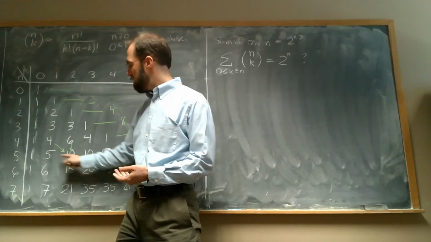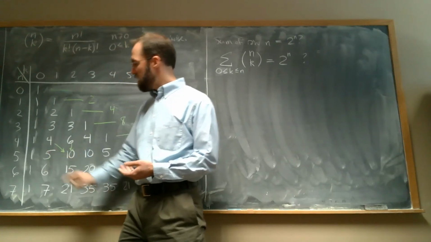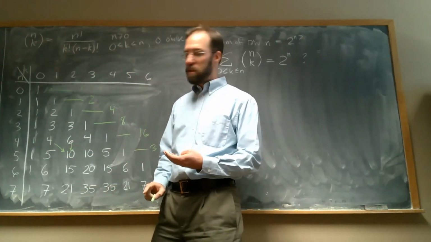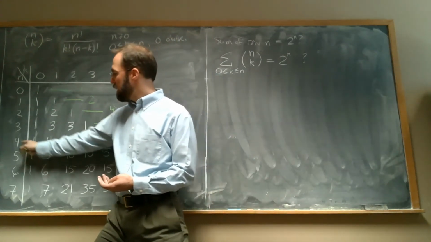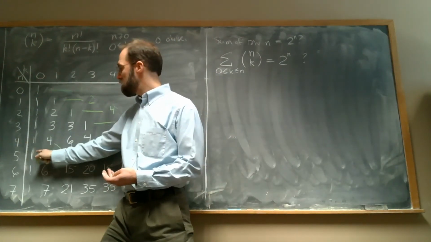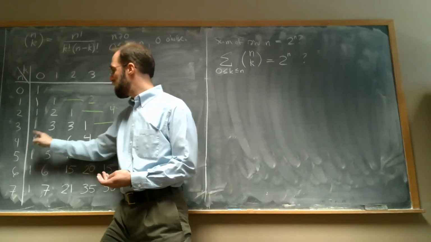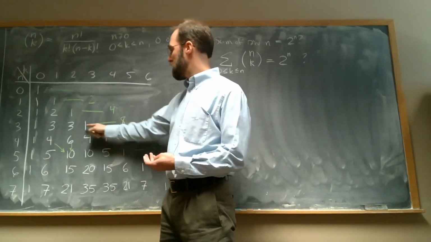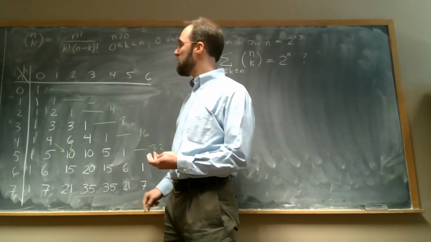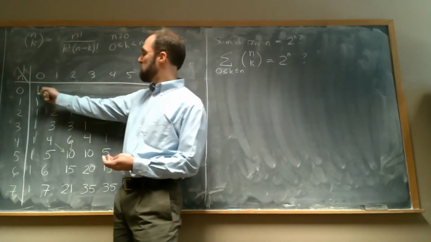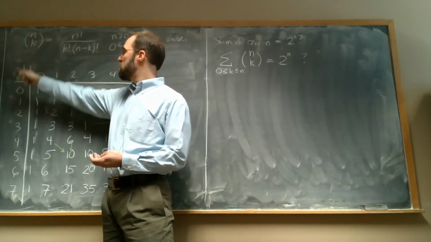So 15 is 5 plus 10. 6 is 1 plus 5. It even works for the ones on the sides if we remember that things off the table are supposed to be 0. So this 1 is like the 0 over here plus 1. This 1 is like 1 plus, there's a 0 here. The only thing it doesn't work for would be this 1, because I guess there'd be zeros up there.